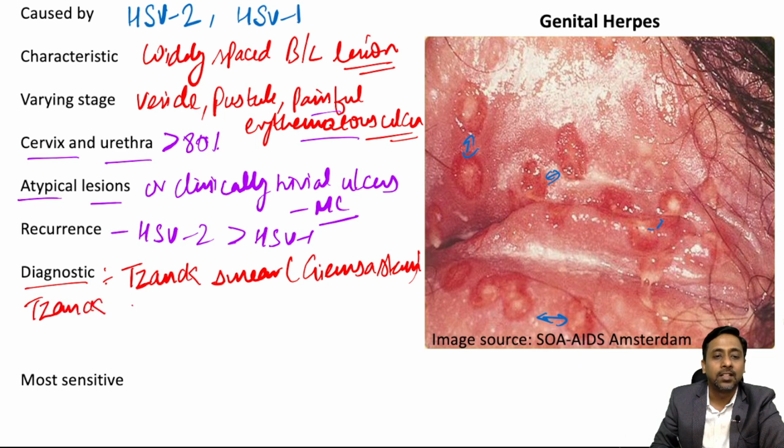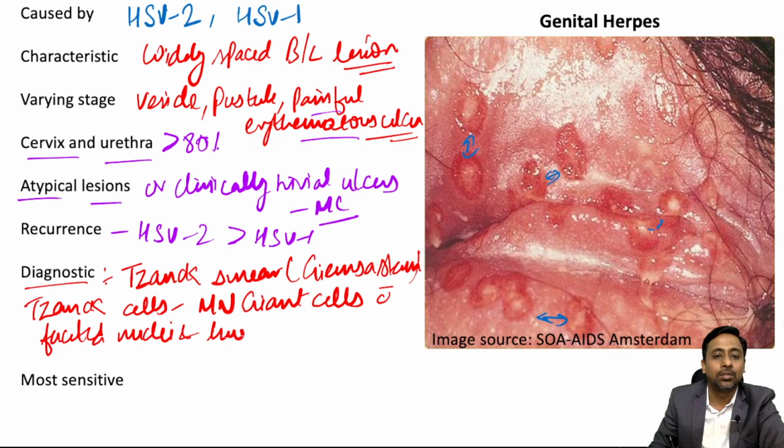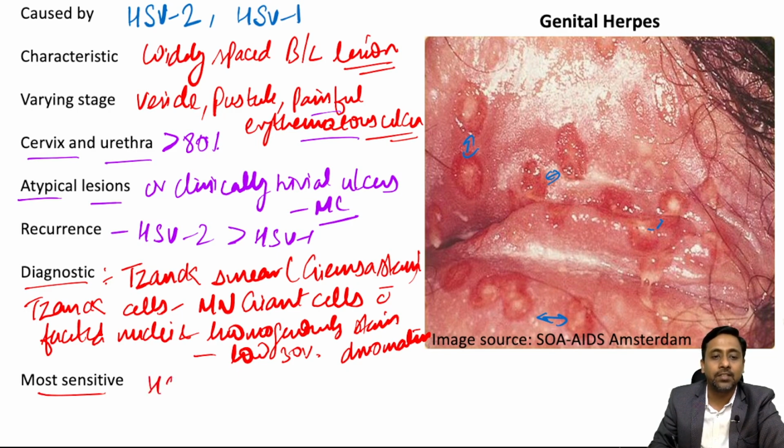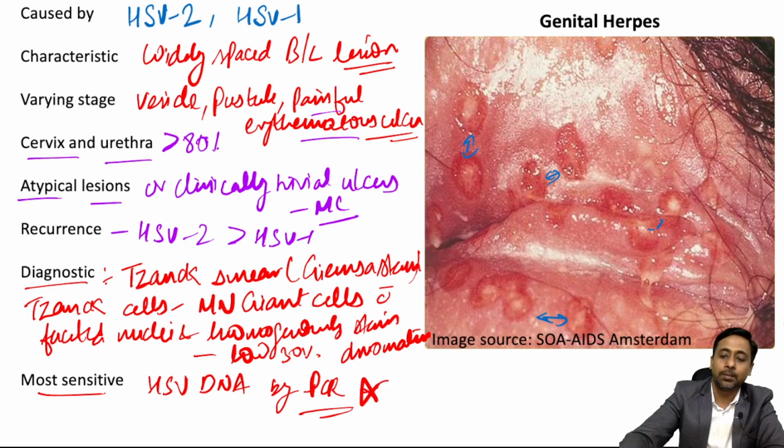And what are Tzanck cells? Tzanck cells are multinucleated giant cells with faceted nuclei and homogeneously stained ground glass chromatin. But then the sensitivity is very low, it's around 30%. So what is the most sensitive method for diagnosing genital herpes? It is HSV DNA detection by PCR. Okay, so this is the most sensitive method for detection of genital herpes.